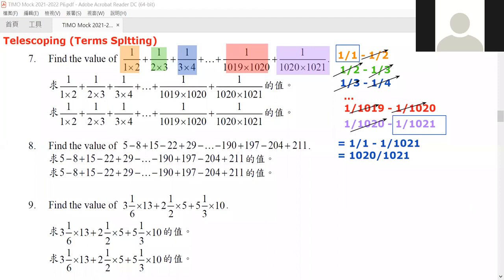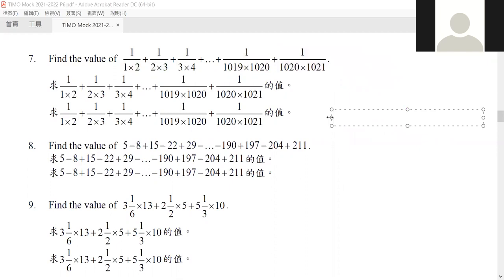Okay, let's go to question number 8. Now find the value of this alternating sum. Every time we see this, because this is an alternating sum, it means that if we combine these terms together, it will form a much smaller number. Now, if we combine all this together, you can see what the value of each term is. 15 minus 8 is equal to 7.